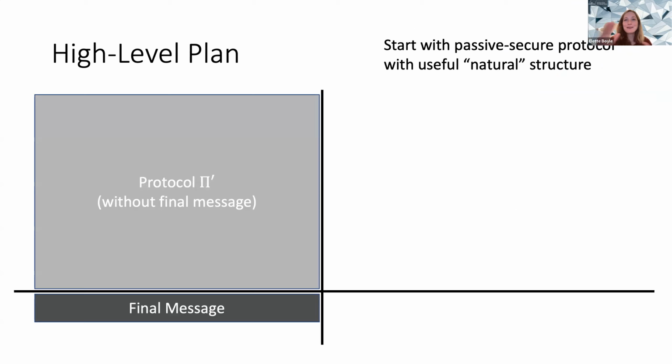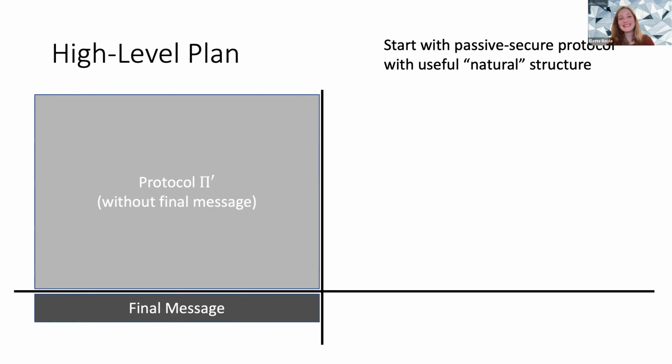Okay, and let me start with a very high level, bird's eye view plan of what's going to go on. Remember, this is a compiler. We're starting with some protocol that's only passively secure. Indeed, these compilers don't broadly apply to all protocols, but they apply to passively secure protocols with some useful natural structure. Because of the venue of this talk and the length of time, I'm going to smear my hand about what this natural structure is.